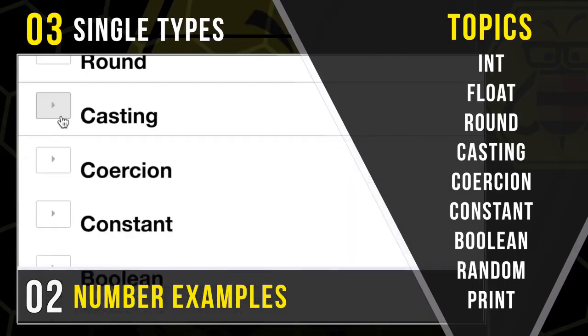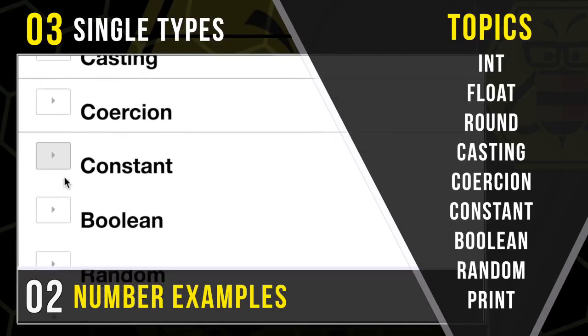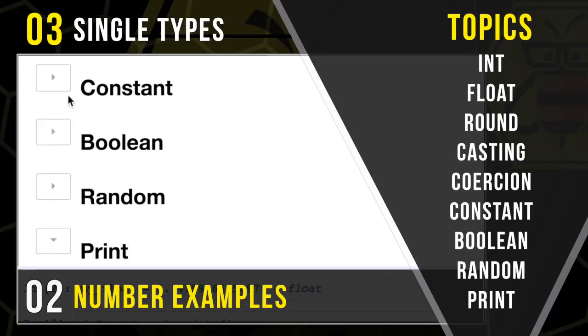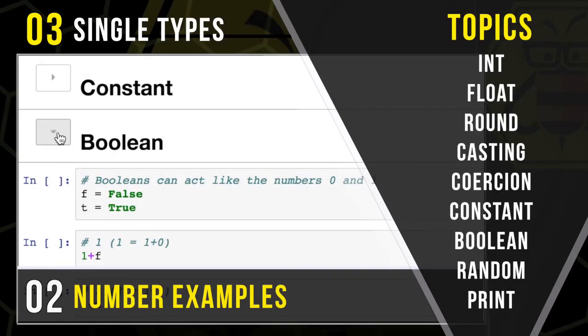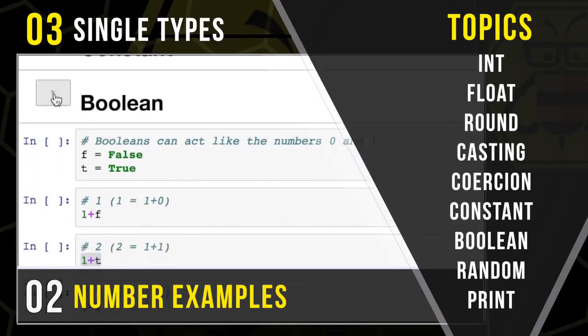We're going to talk about the difference between casting and coercion. So it's whether we want to change things specifically from one type to another, or it's happening automatically in the background. I'm going to show you some of the constants you can bring in, like pi or e, and then some Boolean math, the thing a lot of people don't think about, but one and a zero, the true and the false, these are definitely ways that we can calculate.